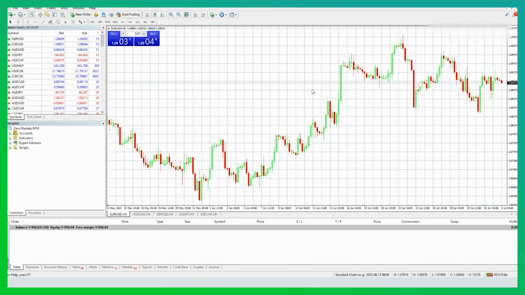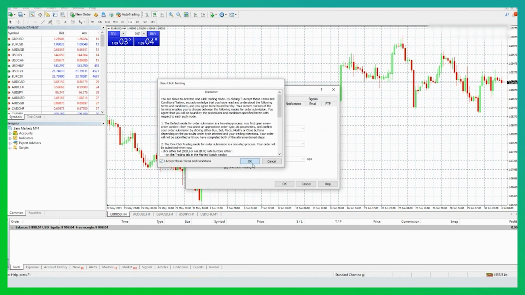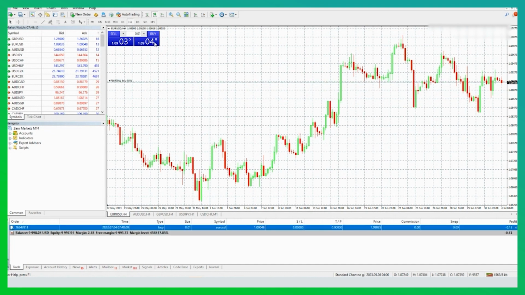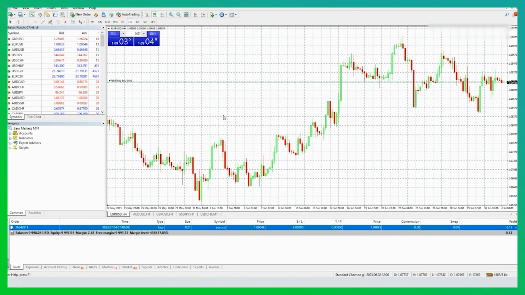Tip 3. Enable one-click trading. MT4 offers a convenient one-click trading feature. Enabling this feature allows you to place and close trades with a single click directly from the chart. After enabling, right-click on the chart and make sure one-click trading is checked.